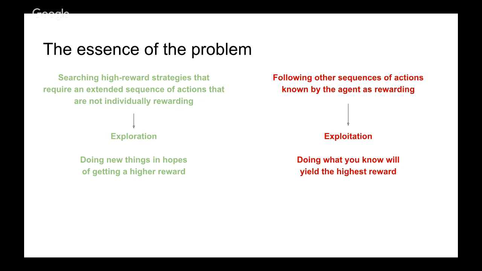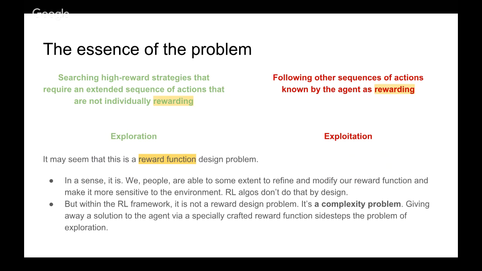You're doing new things in hope of getting a higher reward, and doing what you know will yield the highest reward. All those things seem to be about the design of the reward function. If we look at humans themselves, outside of the framework of reinforcement learning algorithms, it may be about reward functions, because humans are modifying their own reward function. Given a particular task, they change their reward function, make it more sensitive to the environment. They learn to enjoy something, maybe like that.